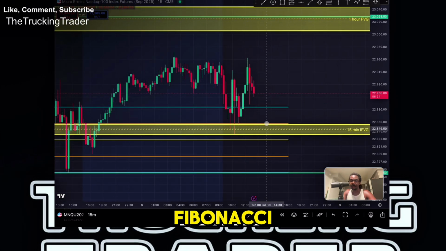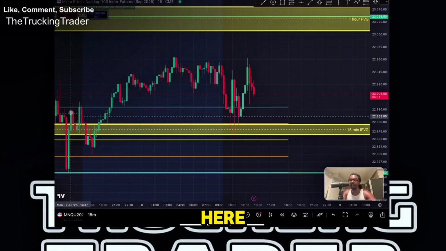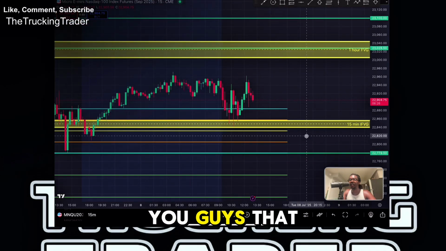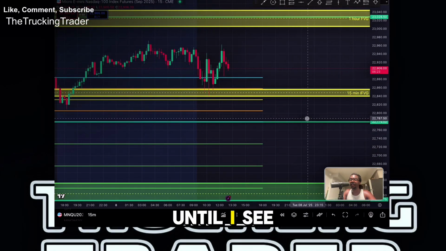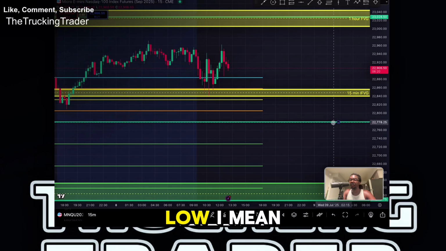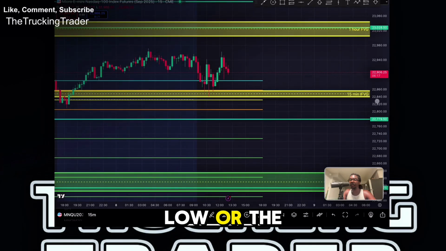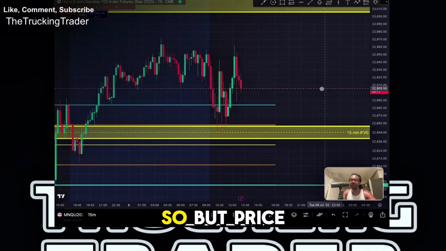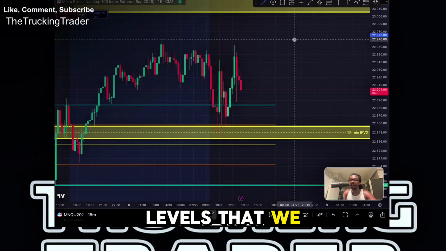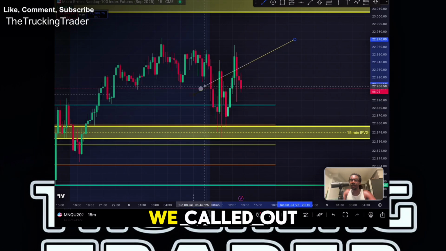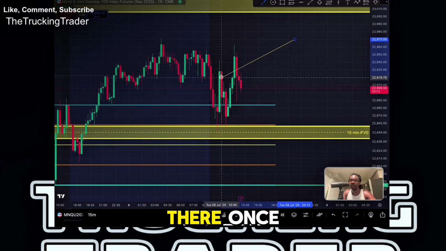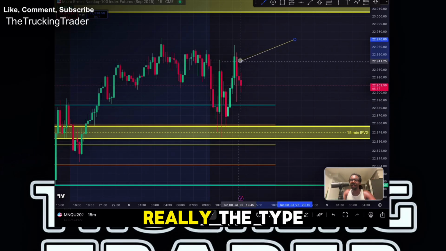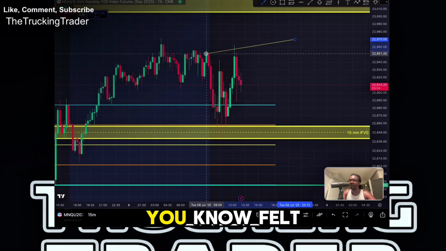As you guys can see, this is my Fibonacci. We're on a 15-minute time frame right here. This is just a wick, and this wick is currently holding price up. I told you guys that I'm not going to be doing anything until I see this daily low or the daily high run out, and we haven't seen that today. But price is respecting the levels that we called out right here, right? We called out this inversion. You see we dipped down in there once, twice, 3 times.